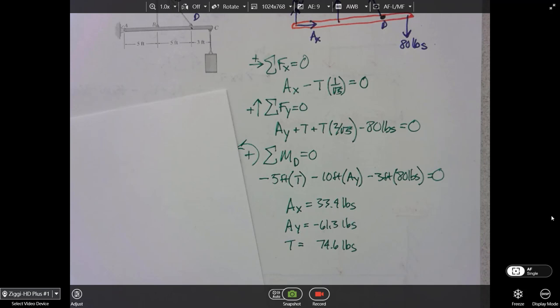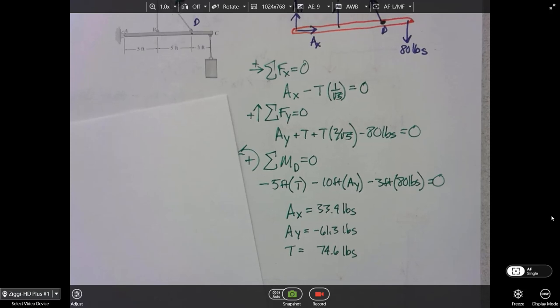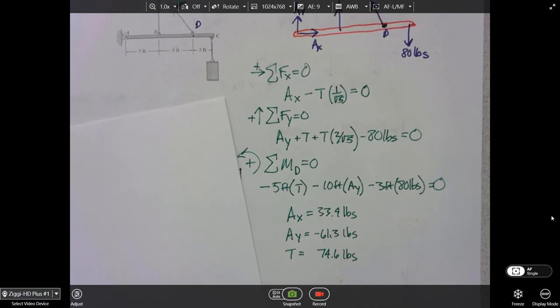So what'd you get for something in the y direction? Paul? A y plus T plus T times 2 over root 5 equals 0. Oh, there's one more. Minus 80 pounds. Equals 0. So still can't solve.